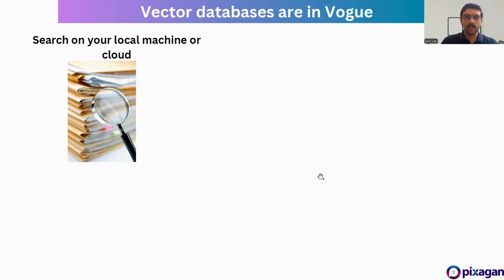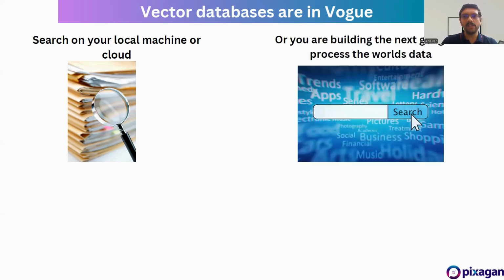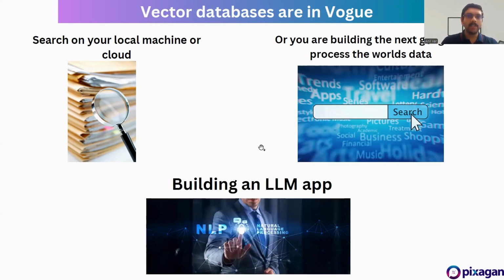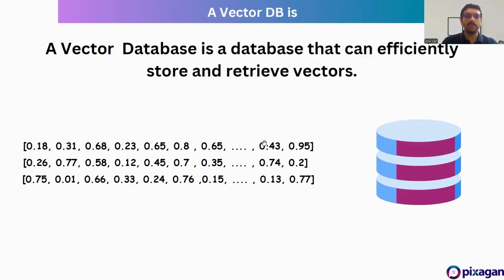You're here because you've heard the term vector databases. They've become extremely fashionable of late. Whether you're trying to build an app or a tool to set up smart search on your local machine for all your files, you're building the world's next Google, a really smart AI-powered search engine, or you're building an LLM app, vector databases are a crucial component of all of these systems.